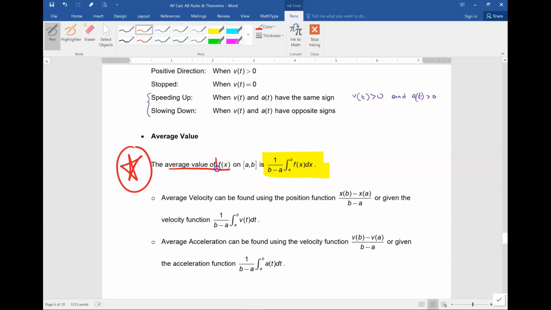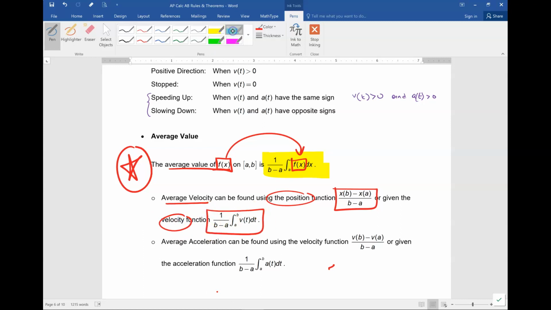If you have average value of f, it's that f that goes in here. This is different from average velocity where we use the position function. When you are finding average value of f, it's that thing that goes in there. Same function. Okay? So, take a look. Average velocity can be found using two ways. One, using the position. Two, using the velocity.